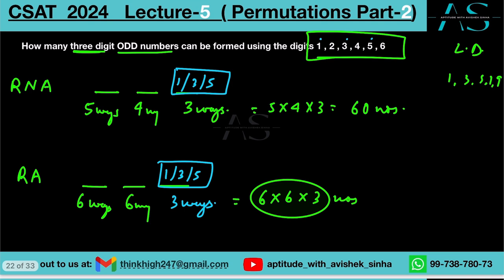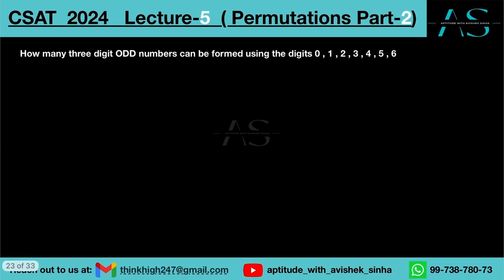Alright, let's look at the next one. How many 3-digit odd numbers can be formed using the digits 0, 1, 2, 3, 4, 5, 6? Repetition of digit not allowed. Repetition of digit is allowed. Alright. 1, 2, 3. Okay. Whenever we have 0, just tell me, can you place 0 here? No, right? 0 cannot be placed here.